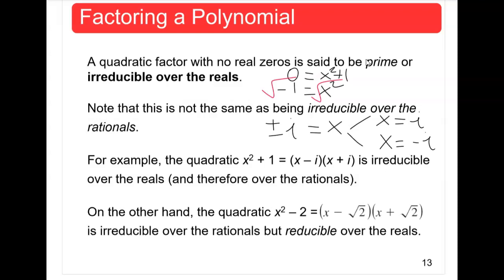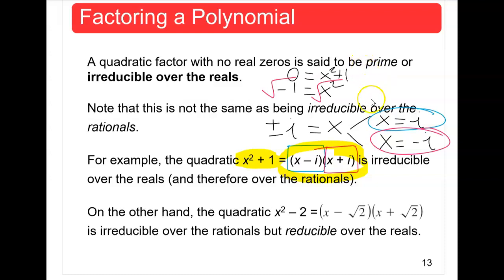Now from each zero, we get a factor. So the first factor there is x minus i, and the other one that comes from the zero will be x plus i. And if we were to multiply those two factors, we will actually get the original polynomial before factoring.